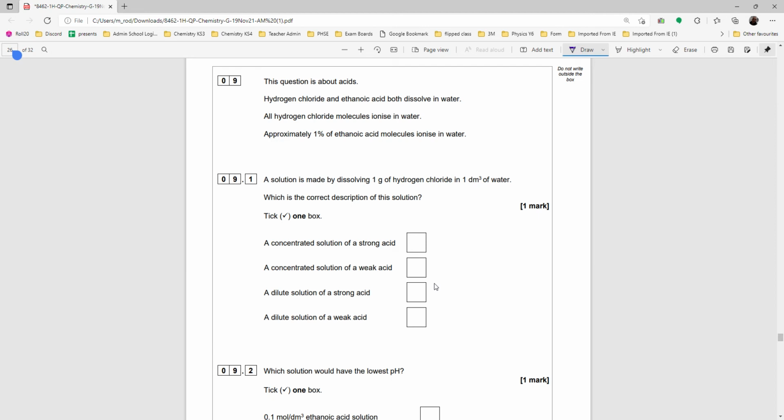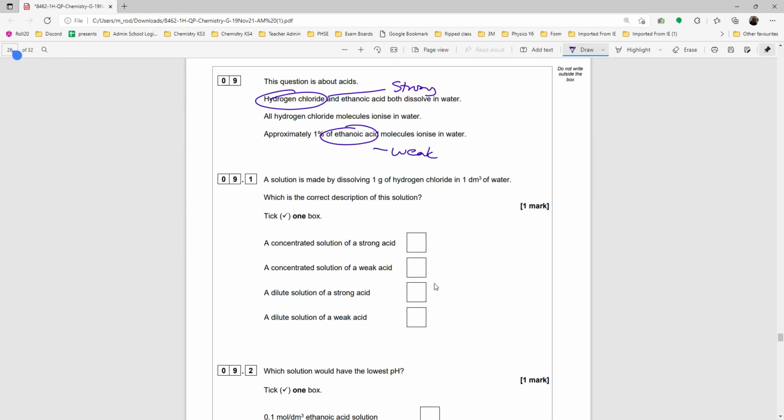This question is about acids. Hydrogen chloride and ethanoic acid both dissolve in water. All hydrogen chloride molecules ionize in water. Approximately 1% of ethanoic acid molecules ionize in water. Well, this tells me that hydrogen chloride is going to make a very strong acid. It's also going to tell me that ethanoic acid is going to make a weak acid.